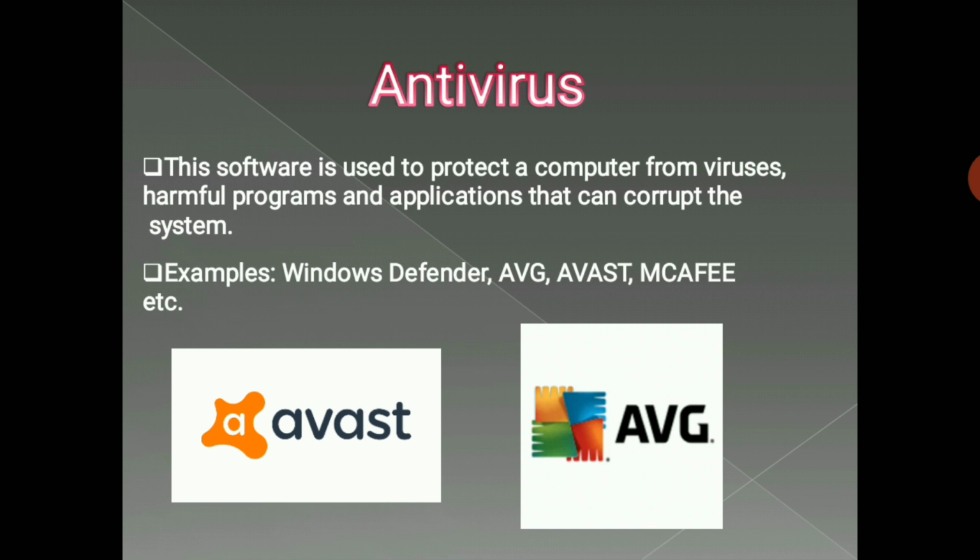First is antivirus. This software is used to protect a computer from viruses, harmful programs, and applications that can corrupt the system. It detects a virus, notifies the user, and takes action to secure the computer. Now, let's see what are the examples of antivirus. Windows Defender, AVG, Avast, McAfee, etc. All are examples of antivirus.